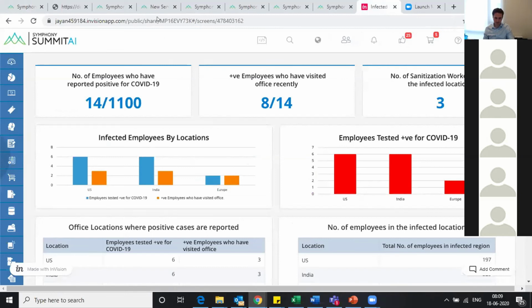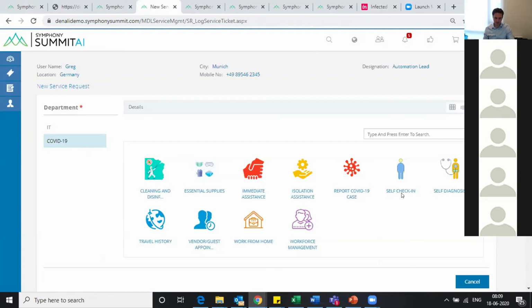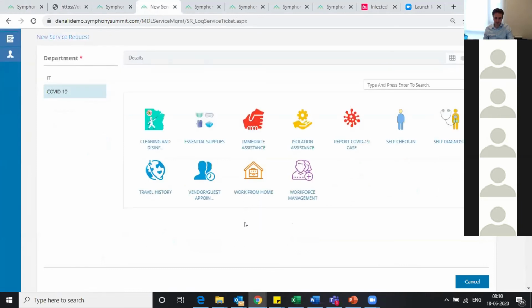In addition, as I mentioned before, we also have work from home. We definitely know there will be a surge in work from home. How do we manage work from home requests? And in this new normal, how do you manage the vendor and guest appointments, how do you report travel history and then initiate the necessary workflows, and also request immediate assistance? It could be medical assistance, it could be emergency cab services, or it could be a request for essential supplies.